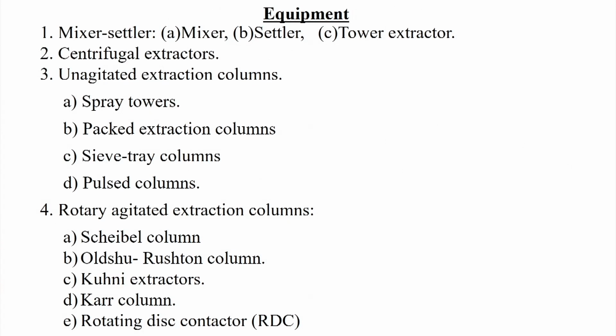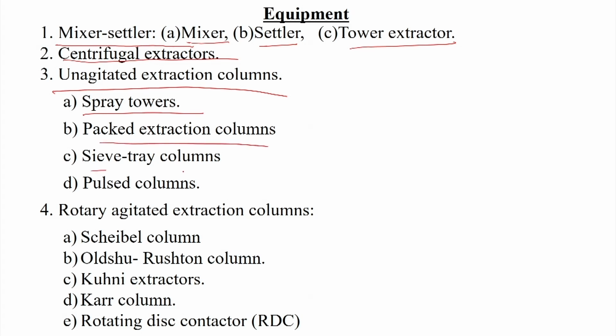Now, these are the extraction units, and we can categorize them. In general, we have mixer settlers, where a mixer and a settler are used, and tower extraction units. There are also centrifugal extractors, and unagitated ones, as discussed in the previous slide. Again we categorize them: spray tower, packed extraction column, sieve tray, pulsed, and rotary agitated extraction columns like Scheibel, Rushton and Karr. The rotating disc contactor, I told you, is widely used in different industries.